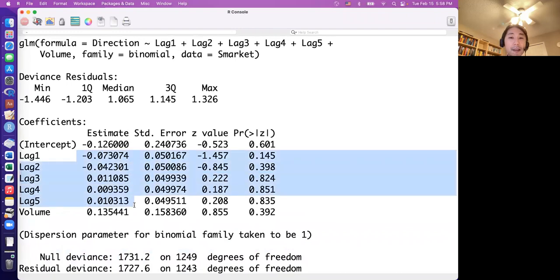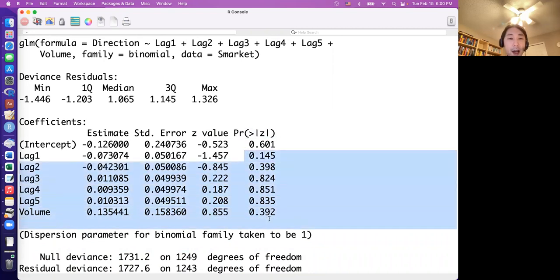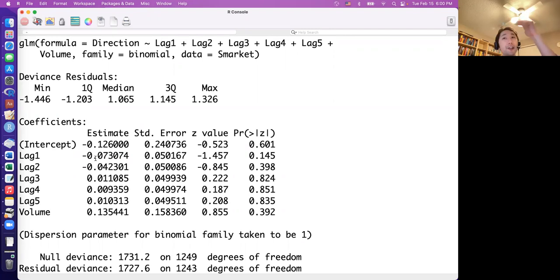And we have these estimates. And you can see this is the Z value. So we don't have the t-test for logistic regression. So we have the Z value. The meaning is similar, and we still have a P value. So you can see that all the predictors are not significant. But for example, Lag1 has a relatively small P value, and a relatively large coefficient. So Lag1 is negative. So if one day's return is positive, next day we will likely have a negative return, maybe more than 50%.